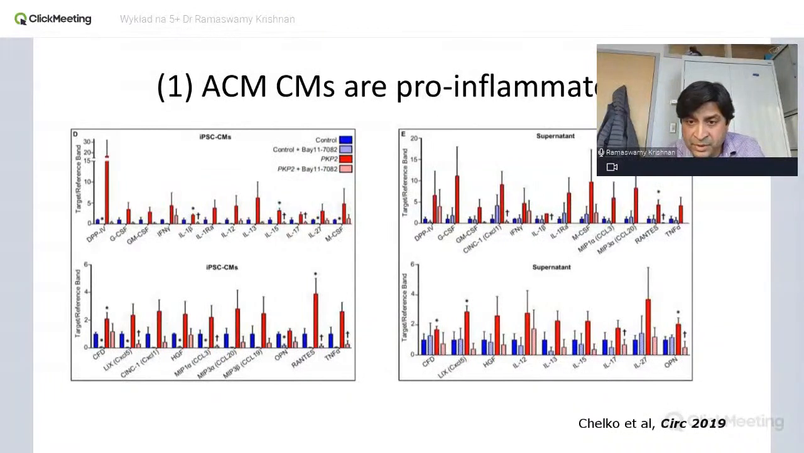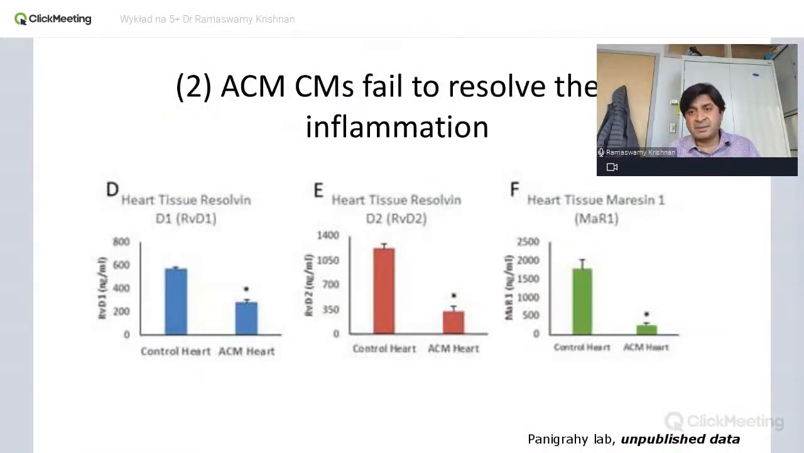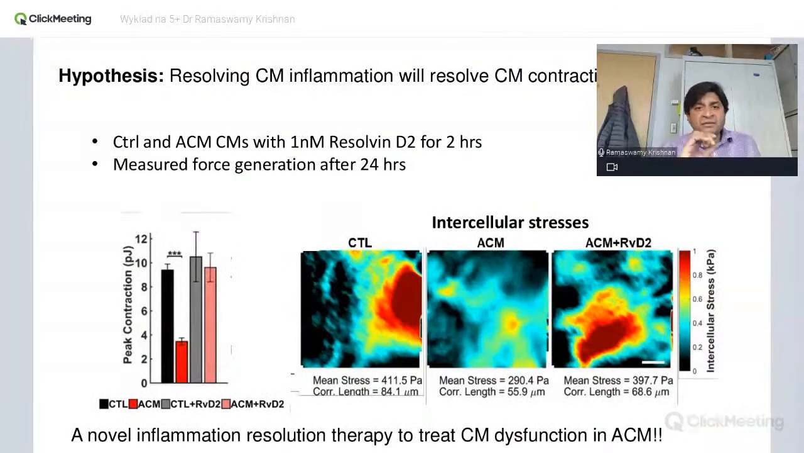Another piece of evidence is work from Dr. Deepak Panigrahi's lab, also in my program. They study mouse models of arrhythmogenic cardiomyopathy. They recovered hearts from a control mouse and an arrhythmogenic cardiomyopathy-bearing mouse, and looked at markers of resolution of inflammation: resolvins, maresins, these are standard markers. What they observed was that in each and every case, diseased mice developed less of these inflammation resolution markers. That is to say, when you look at these two important pieces of evidence, disease cells produce more inflammatory factors, but they also fail to resolve their inflammation. So from this, we hypothesized that resolving cardiomyocyte inflammation will also resolve cardiomyocyte contractile dysfunction.